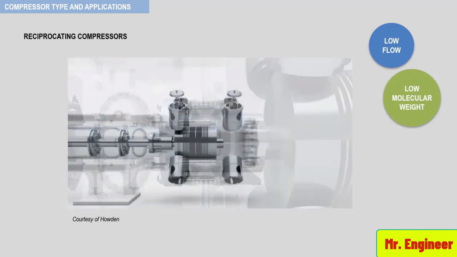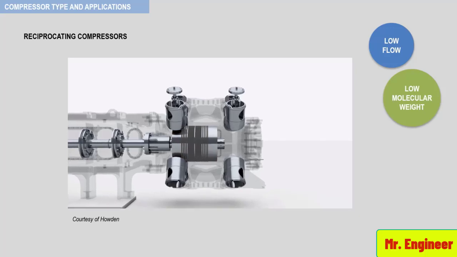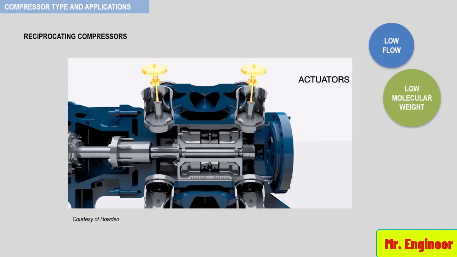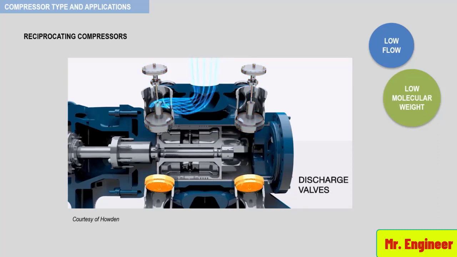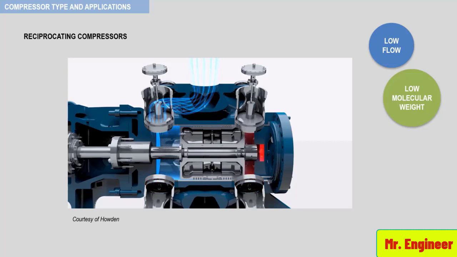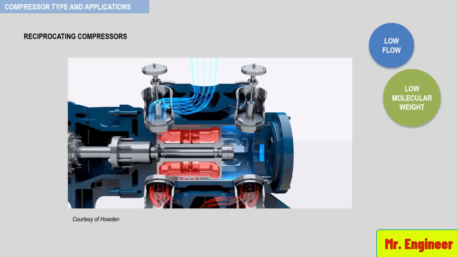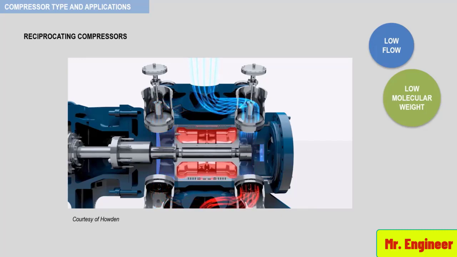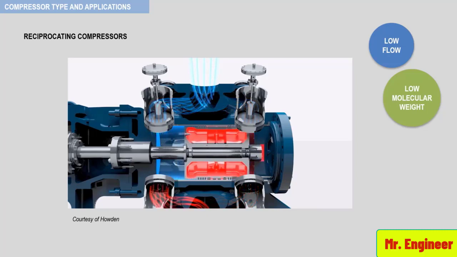A prime mover, which is not seen in this video, rotates the crankshaft. The crankshaft converts the rotary motion of the prime mover into reciprocating motion of the pistons. The compression cycle of a reciprocating compressor consists of two strokes of the piston, the suction stroke and the compression stroke. The suction stroke begins when the piston moves away from the inlet port of the cylinder.